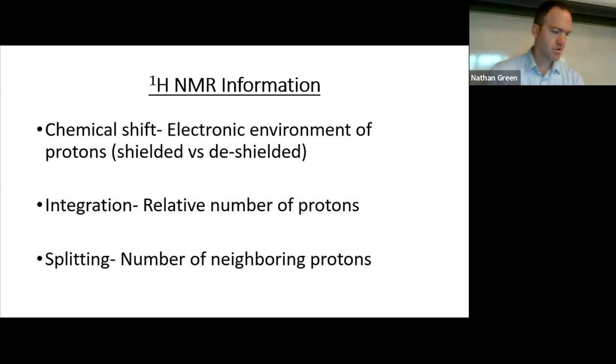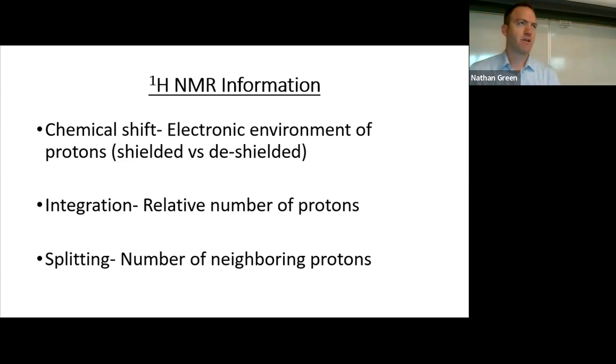The 3 pieces: chemical shift is the electronic environment. There's something about the number of electrons that are around a proton that are going to influence this. Integration is the number of protons in a particular area. So is it a CH3 or is it a CH2?